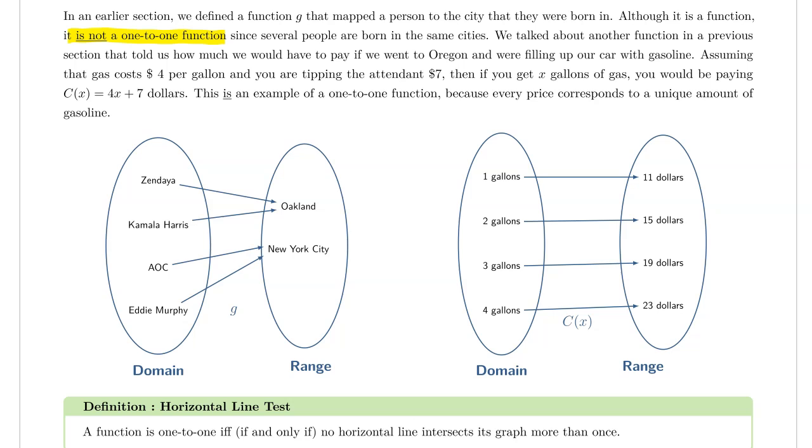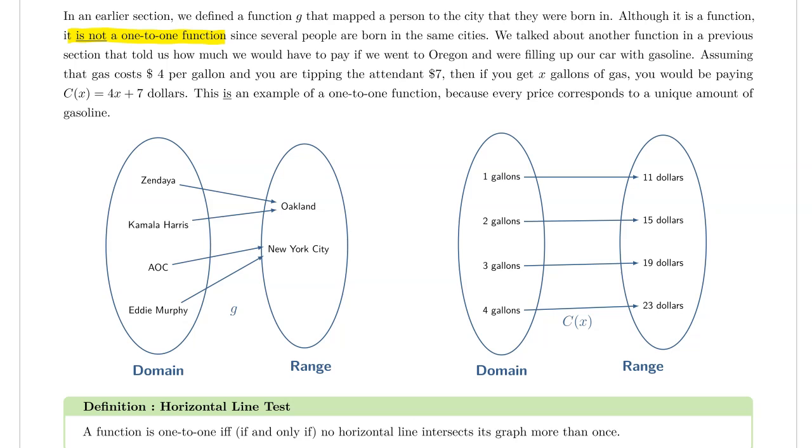Assuming that gas costs $4 per gallon and you are tipping the attendant $7, then if you get x gallons of gas, you would be paying C of x is equal to 4x plus $7. This is an example of a one-to-one function because every price corresponds to a unique amount of gasoline.